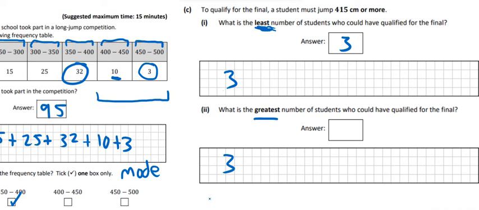So in this case, then, for the greatest number possible, we have to include the 10 because, again, we don't know what those 10 jumped. They could have jumped 401, or they could have all jumped above 440 or above 430. So we have to include those this time, and we need to assume that they all jumped above 415 in order to get the greatest number who could have qualified. So we have to add on those 10 here. So the answer is going to be 13.